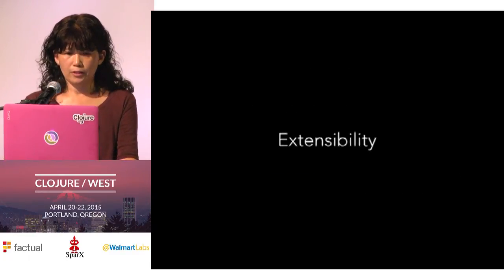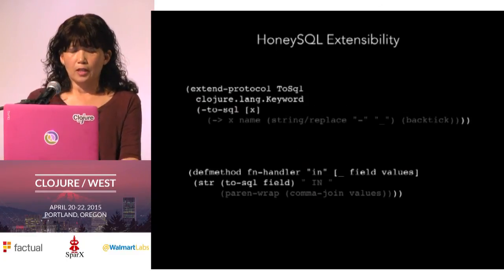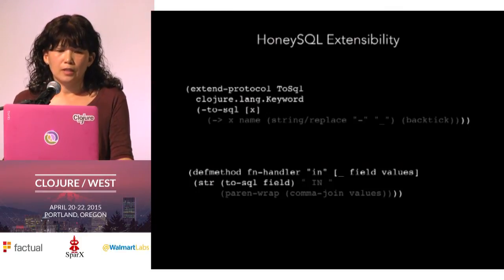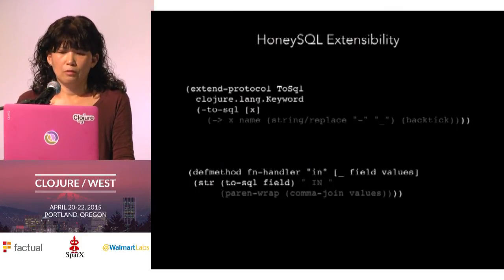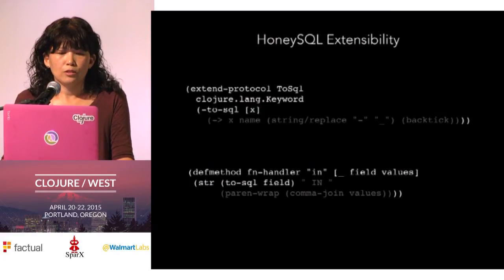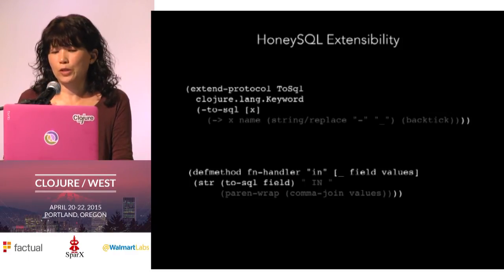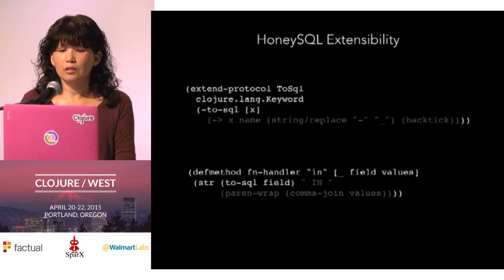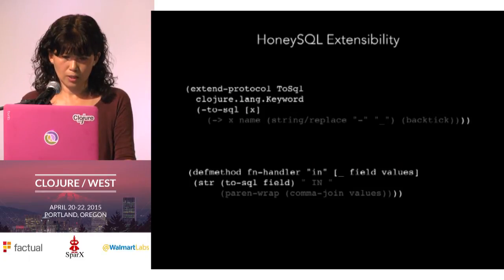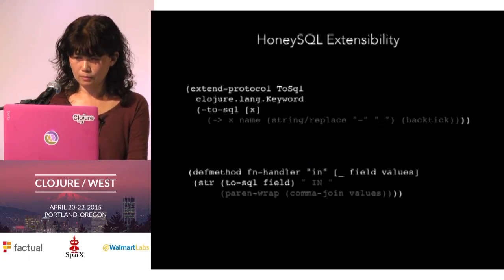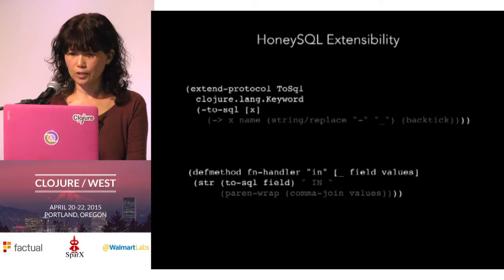And the very last thing, extensibility. HoneySQL can be extended, and I've done two things 2 years ago, both of which are no longer necessary. One is using extend-protocol to SQL to add the backtick to table and column names. As I said before, this can be done by just adding quoting and MySQL keywords when you format. Another thing was adding a function handler. This is for the in operator. I believe this is straightforward.